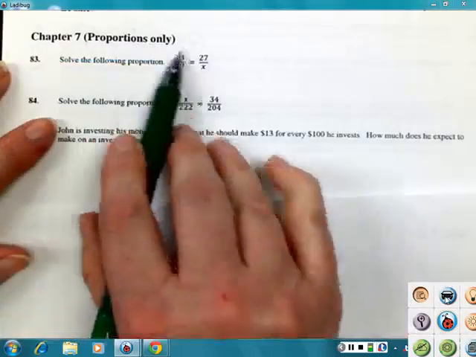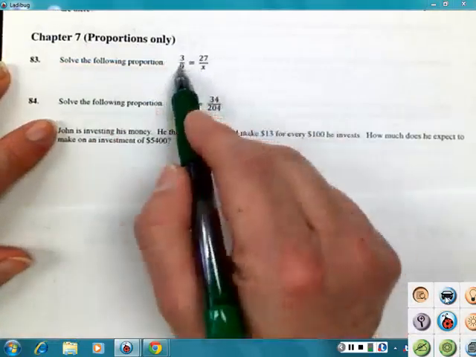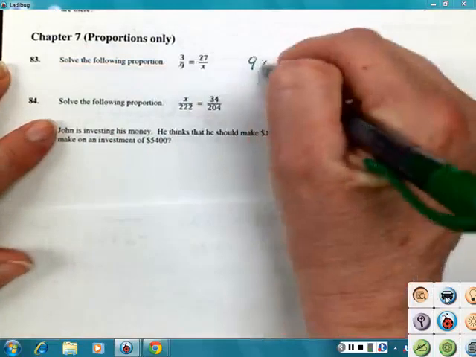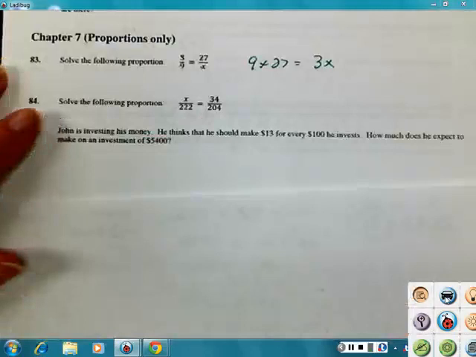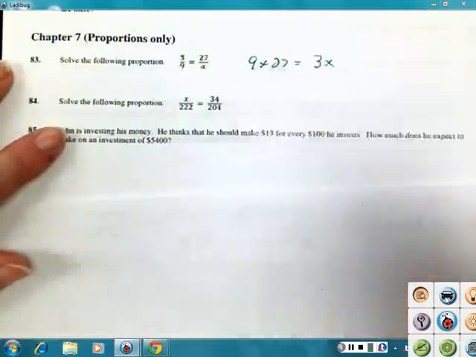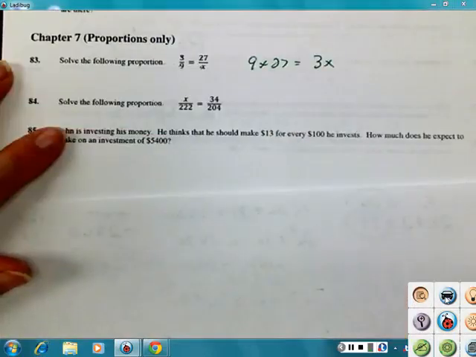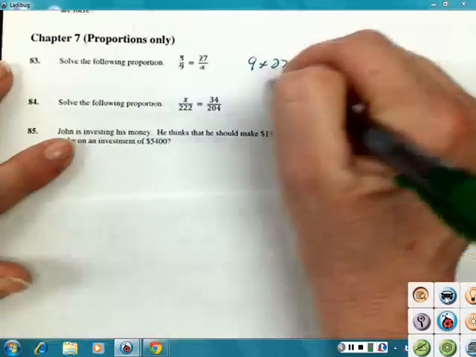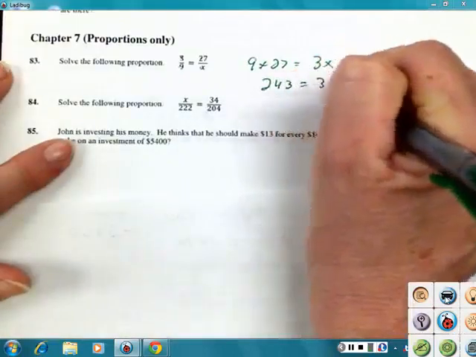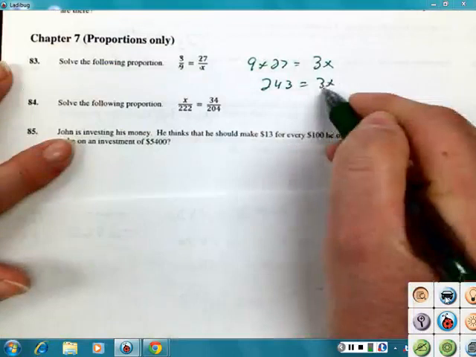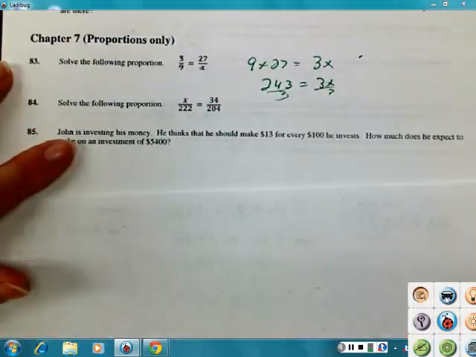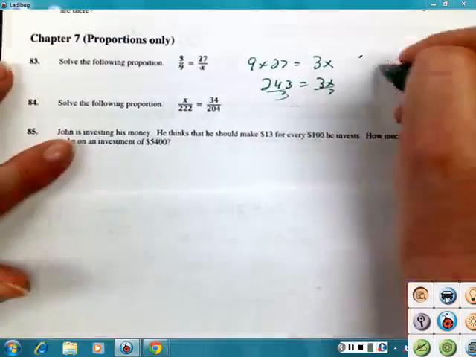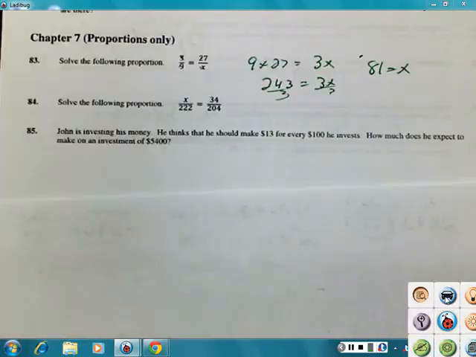And how you solve these is it's 9 times 27 is equal to 3 times x. And so then 9 times 27 equals 243. And all you basically do is solve for x, so divide by 3. And you find that 243 divided by 3 is 81. So x is equal to 81.